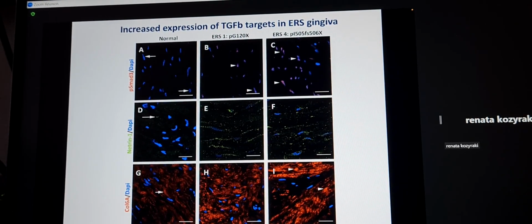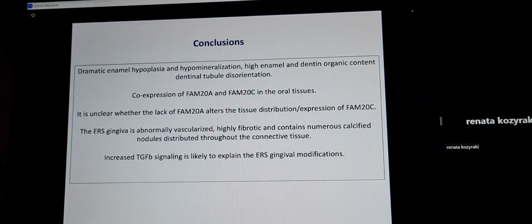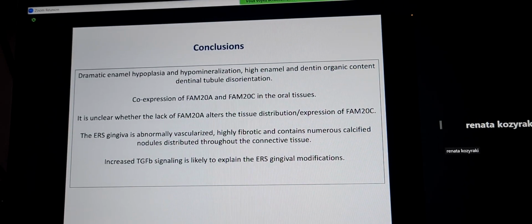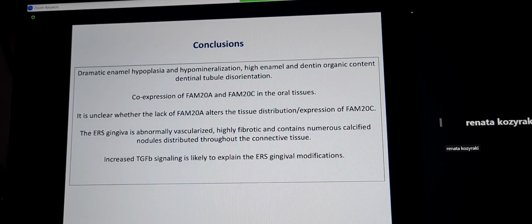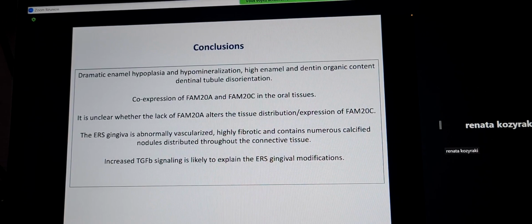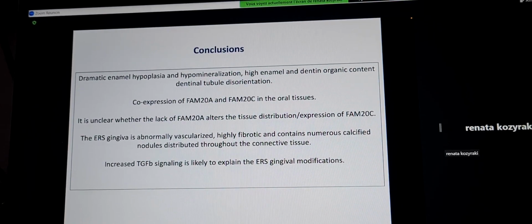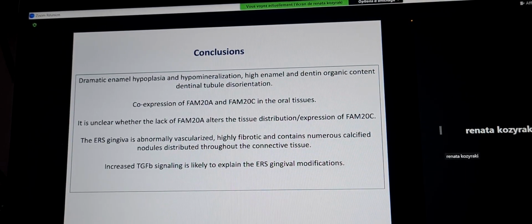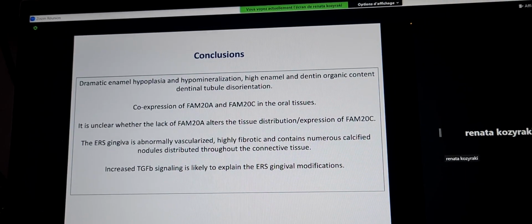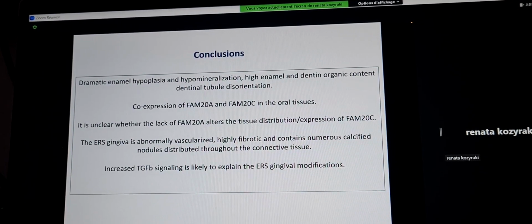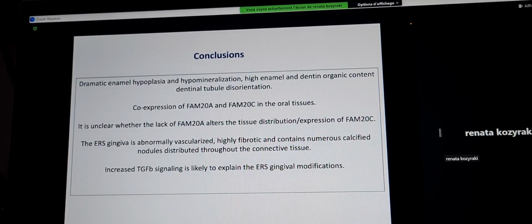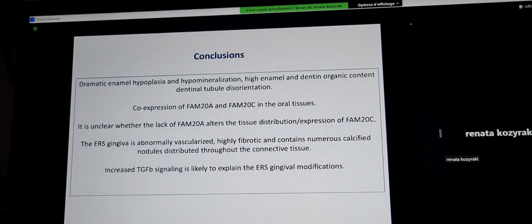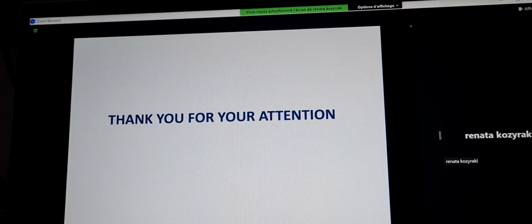And I'm going to stop here by summarizing our observations: dramatic enamel hypoplasia, some subtle dentinal defects, and calcification and fibromatosis that could be explained by an impaired TGF-beta signaling when FAM20A is dysfunctional. And thank you very much for your attention.